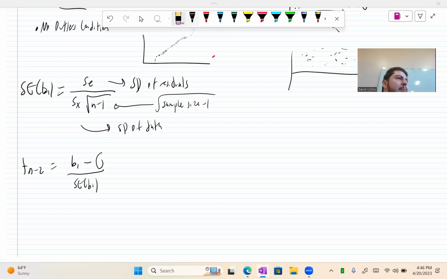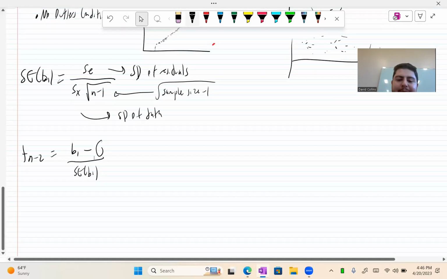And then you find your p-value by going on the t-table. You conclude, you know, reject or fail to reject. And that's the hypothesis test. So it's a one sample t-test with a different context. And let me show you why it is a t-test.